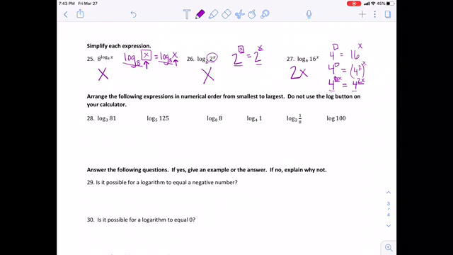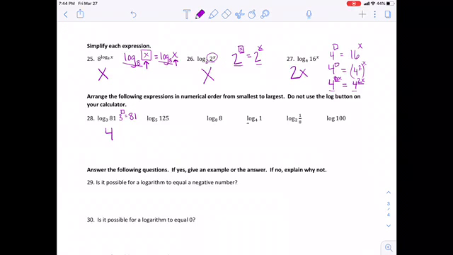Now on 28, I asked you to put these numbers in order from smallest to biggest. So to do that, I can just go ahead and figure out what each of these numbers means or equals. For example, the first problem I have is log base 3 of 81. So I can think of this as 3 to the what power equals 81. Well, if I pull out my calculator and just play around with it for a minute, I will find that 3 to the fourth power is equal to 81. So I know that that answers 4.